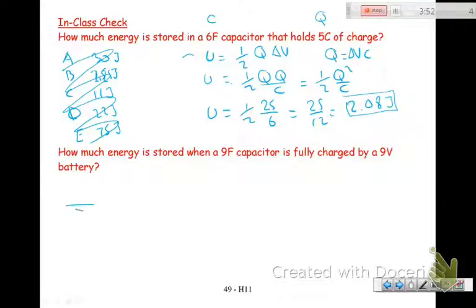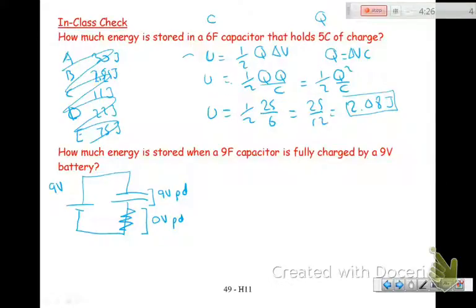So let me explain this one as well. So I have a 9-volt battery. It's fully charged. What that means is the 9-volt EMF is now 9 volts potential difference. Even if there's a resistor here, as we'll get to later, when the current's flowing, there is a voltage drop across the resistor. But when the current stops flowing, there's no voltage drop across the resistor, and all the voltage drop is across the capacitor. So this is 0 volts potential difference. And that's a little subtlety we'll get to in a later chapter.